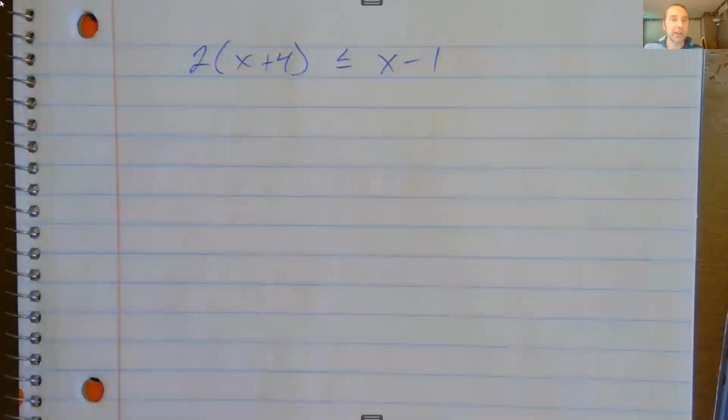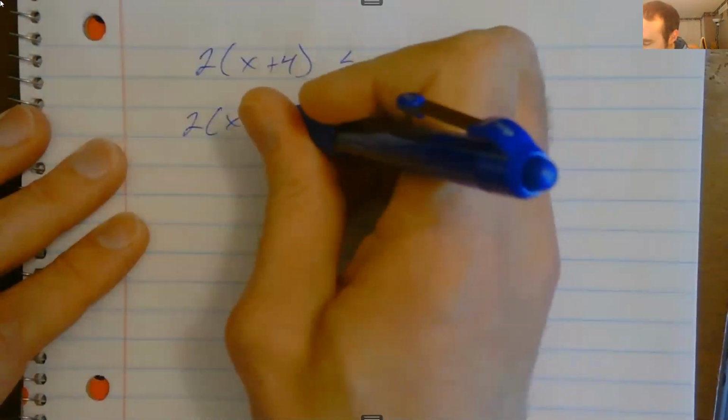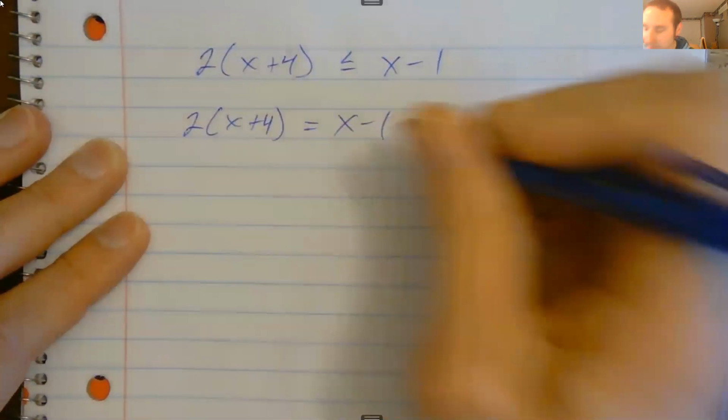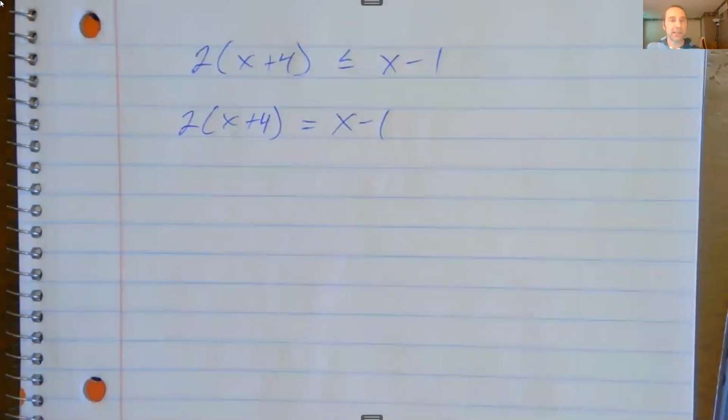I've got a couple of examples for you in solving one variable inequalities. So here's our first example: 2 times the quantity x plus 4 less than or equal to x minus 1. Again, step 1 with all of this is let's turn this into an equation. Before we do anything else, we're going to just think of it as an equal sign, not a less than or equal. Okay? So we've done that. There you go, step 1.